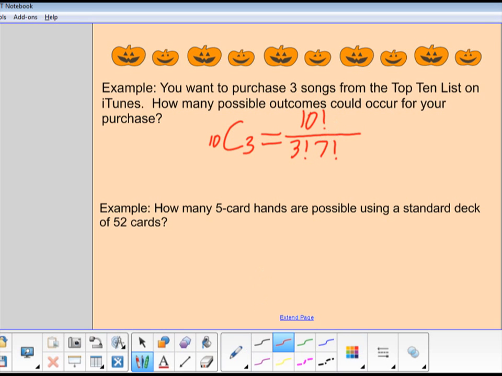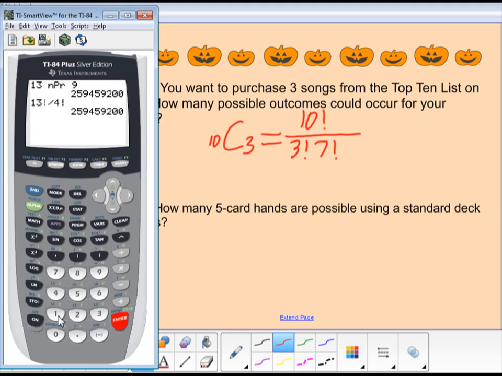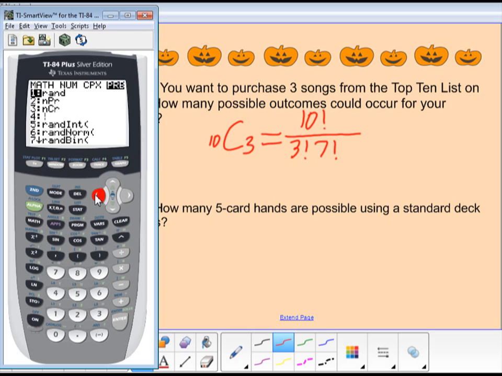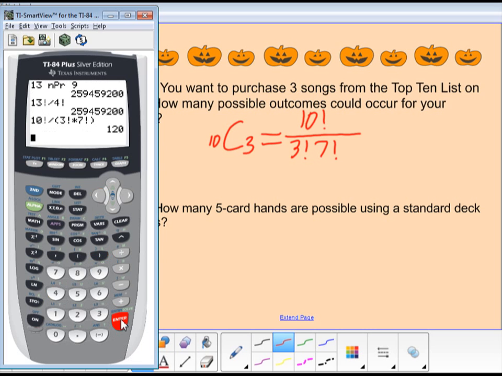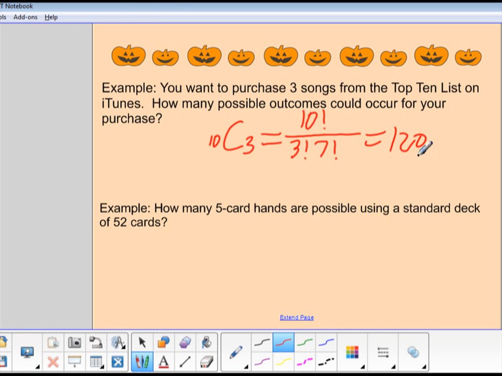Let's see what that comes out to. So we've got 10 factorial divided by, and remember this came up yesterday, you need to put the denominator in parentheses so it knows you're dividing the whole by 3 factorial times 7 factorial. I know it's a little bit tedious to type in those factorials on these calculators. It's actually easier on a scientific, but you'll get pretty comfortable at it. And there's my answer, 120. So that's 120 different possibilities.